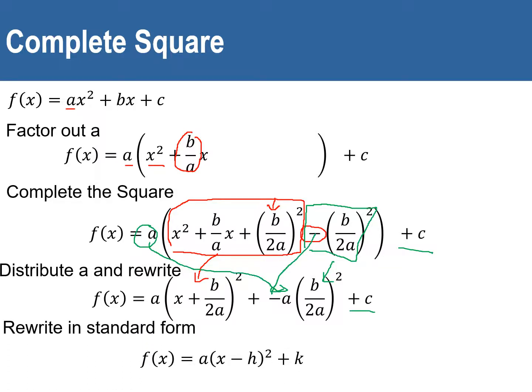We can rewrite this in standard form as a times x minus h squared, where h is equal to what? b over 2a, plus k, where k is this, kind of ugly, c minus a times b over 2a squared. Now you'll be doing this with numbers. You won't be doing this with symbols.